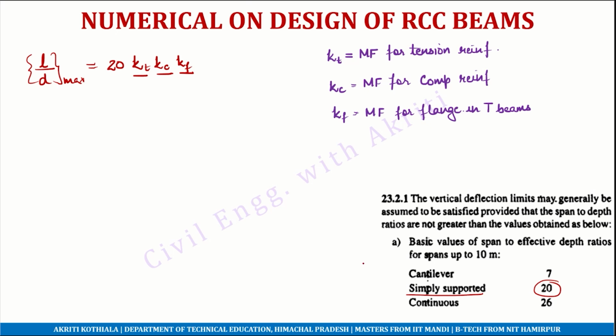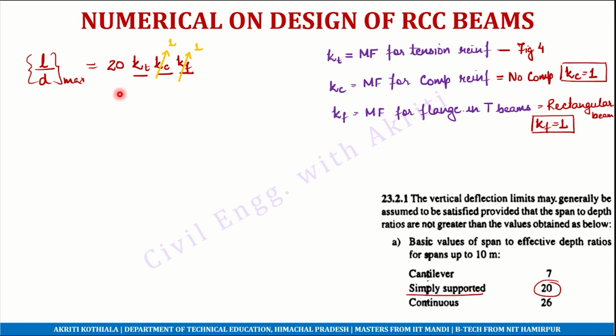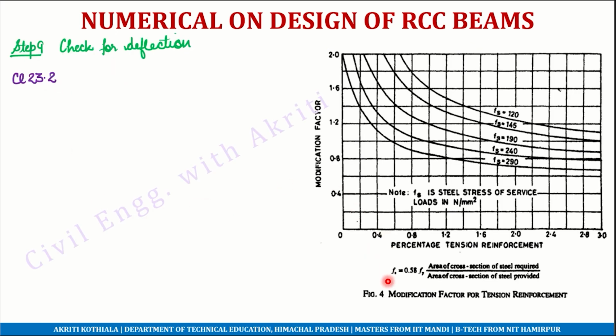We can calculate the value of KT from figure 4 of the code. Here in this case, no compression reinforcement is being provided, therefore the value of Kc will be equal to 1, and because this is a rectangular beam, the value of Kf will also be equal to 1. So I simply need to calculate the value of Kt from figure 4, and I'll obtain the value of L upon D maximum. From figure 4, to identify this modification factor, we have to calculate the percentage of tension reinforcement and the value of Fs.